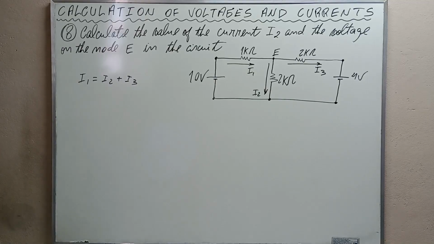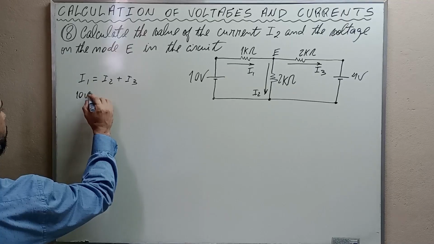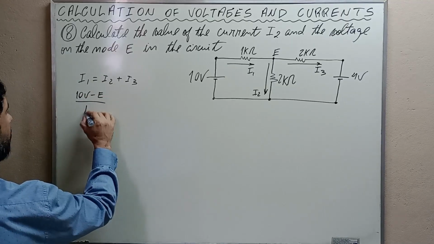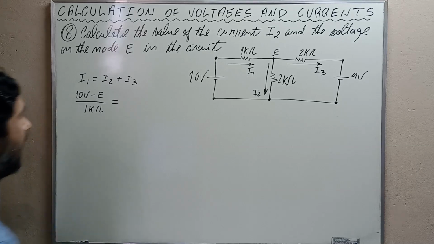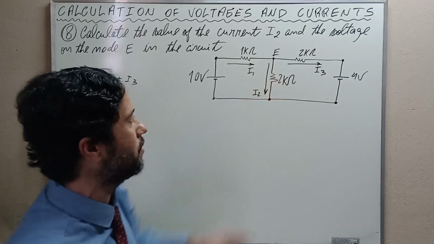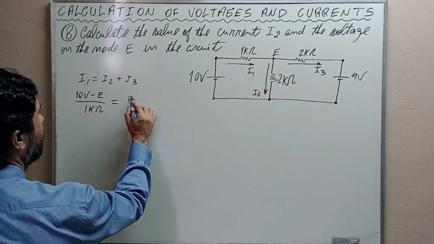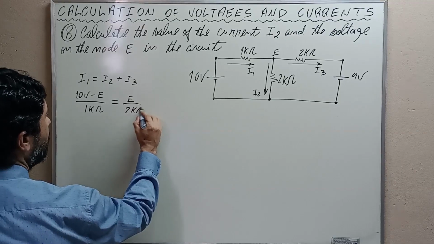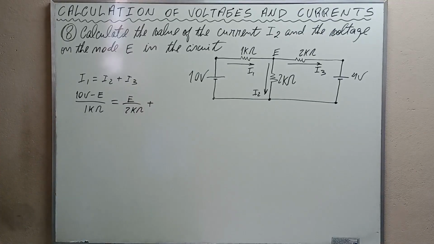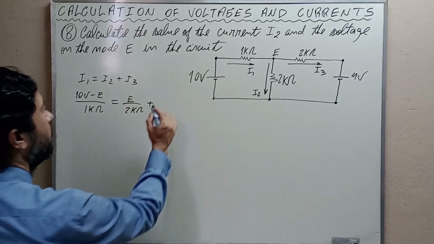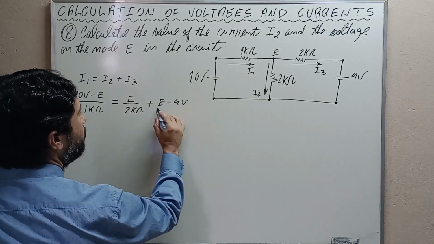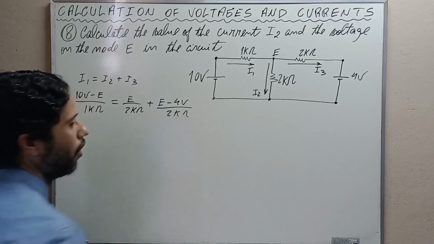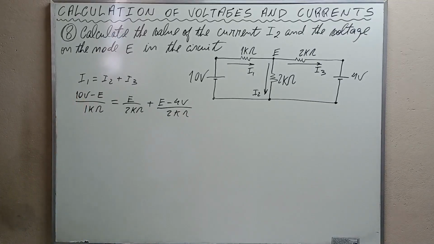Now we write the currents in terms of voltage drops and resistances. How can we write I1? I1 is 10 volts minus E divided by 1 kilo ohm. And how about I2? I2 is simply the division between the voltage and the resistance. It is E divided by 2 kilo ohms. And how can we write I3? I3 is E minus 4 volts divided by 2 kilo ohms. And this is the equation.